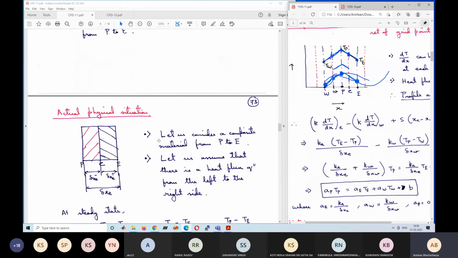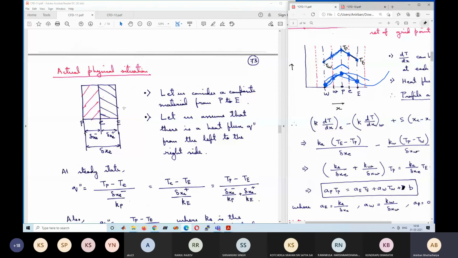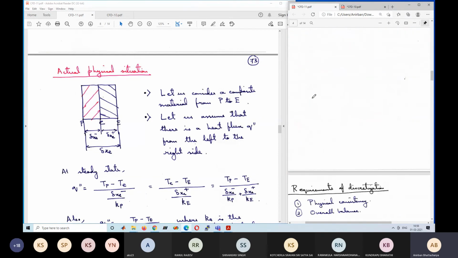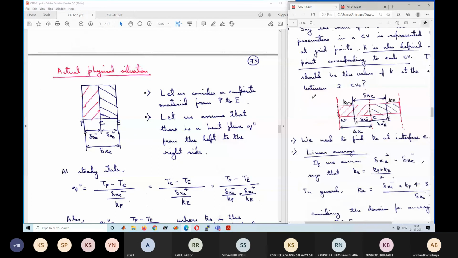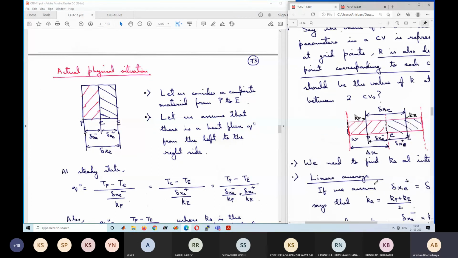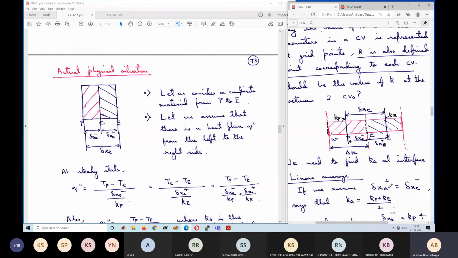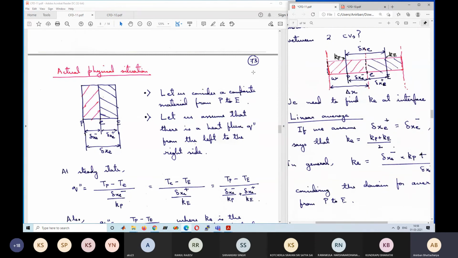To do this, let us try to understand the physical situation. Let us consider a composite material consisting of two materials. I will keep this diagram open on the other side. One material goes from P to small e with a conductivity of Kp, and the second material goes from small e to capital E with a conductivity of Ke. It is a composite material, and we want to find the average conductivity between capital P and E.